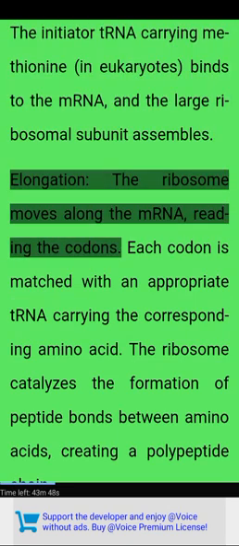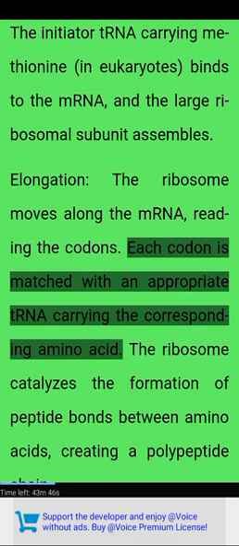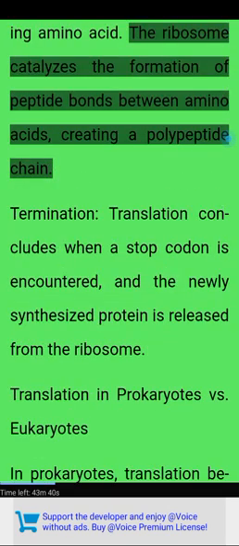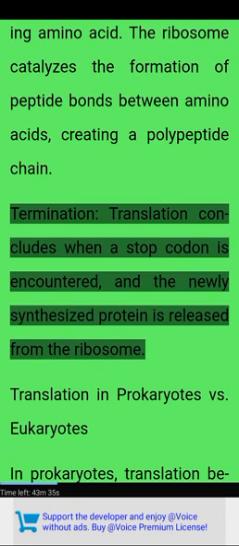Elongation: the ribosome moves along the mRNA, reading the codons. Each codon is matched with an appropriate tRNA carrying the corresponding amino acid. The ribosome catalyzes the formation of peptide bonds between amino acids, creating a polypeptide chain. Termination: translation concludes when a stop codon is encountered, and the newly synthesized protein is released from the ribosome.